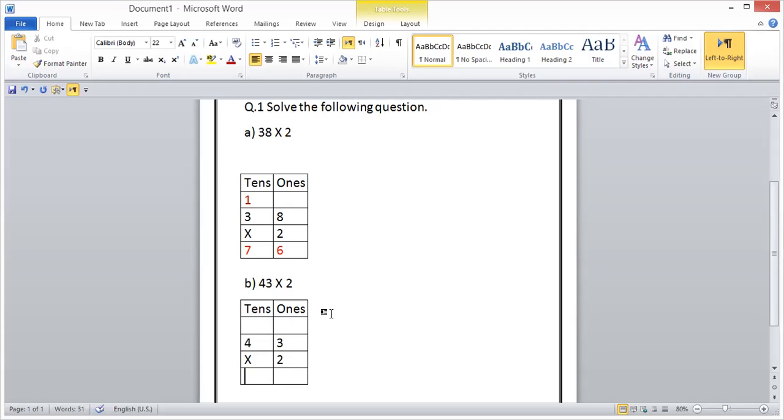Yes, guys, this question you have to solve by yourself. Can you tell me 43 multiplied by 2 equals to what? Answer me in the chat box. 2 multiplied by 3, right here. 2 multiplied by 4, right here. This is very easy. 43 multiplied by 2. No, Sharif. Very good, Adam. Answer me in the chat box, guys.